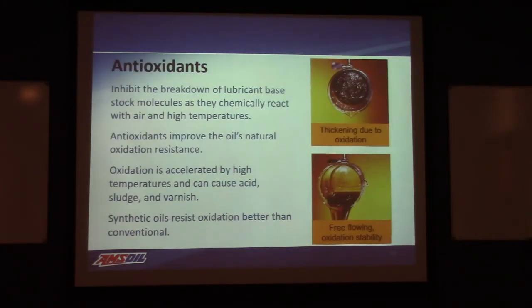Antioxidants. Okay, we talked about the oils breaking down when subjected to heat. There are antioxidant chemistries that can be added that will reduce that. Keep the oil in a suitable condition for longer periods of time under higher operating temperatures. Again, if you have a very, very thermally stable base material, like you'll find with synthetics, the need for this type of additive is minimized.